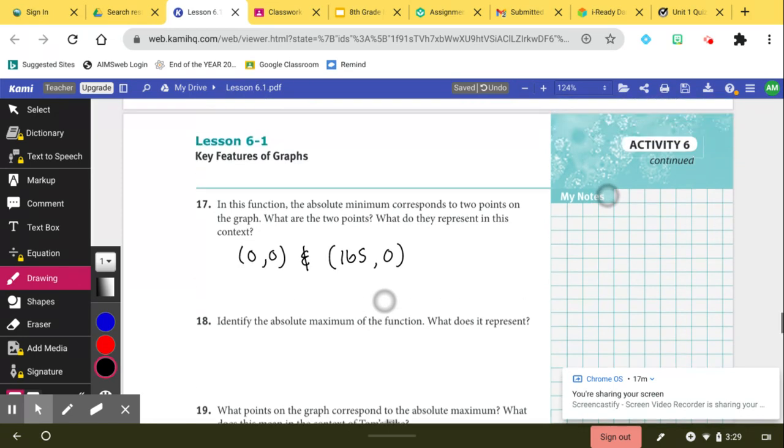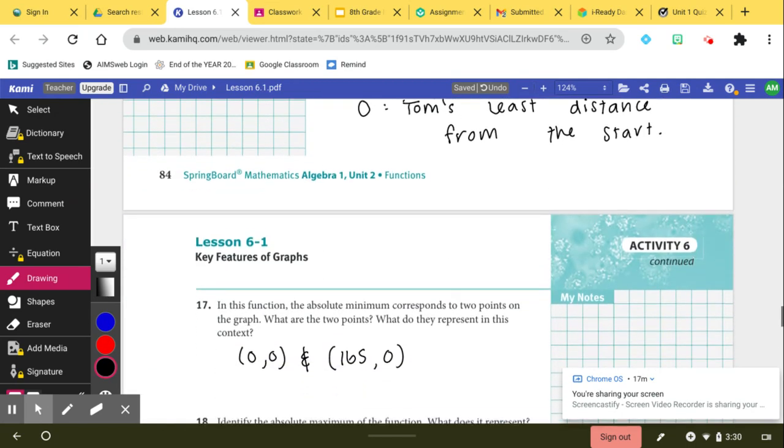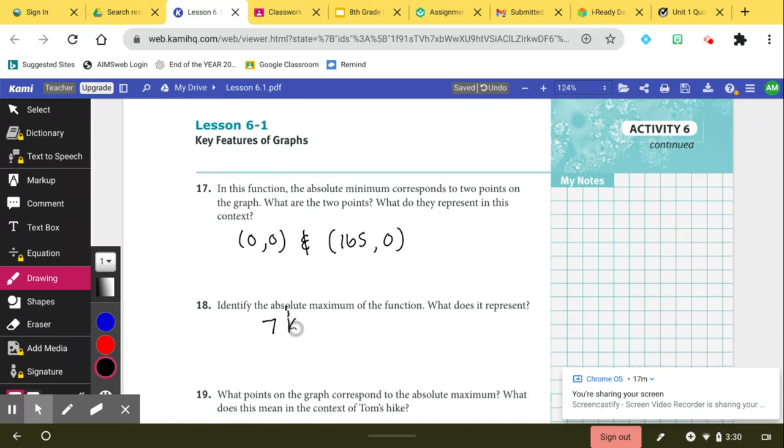So my absolute maximum, remember, occurs here. So that would be 7 kilometers. And that is his greatest distance away from the start.